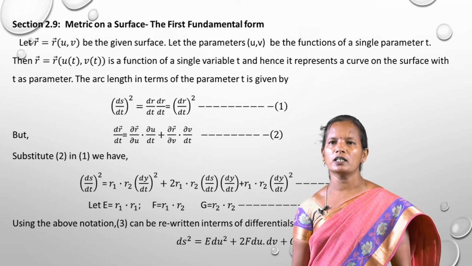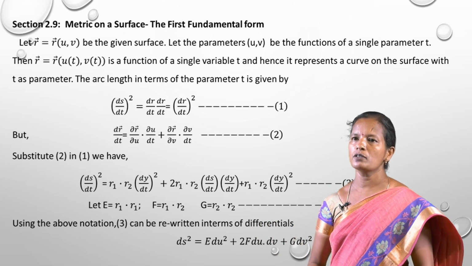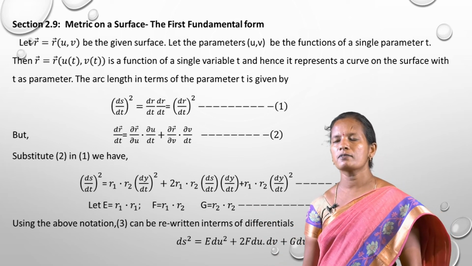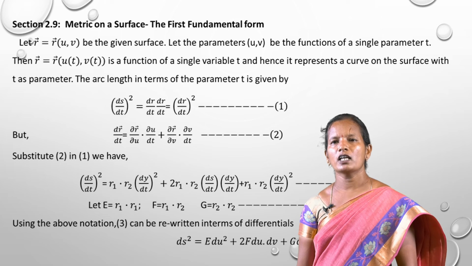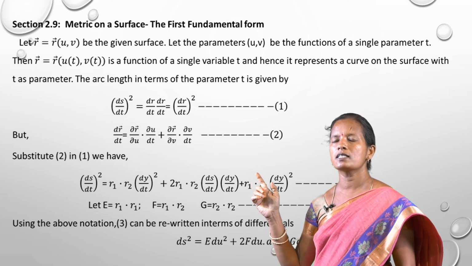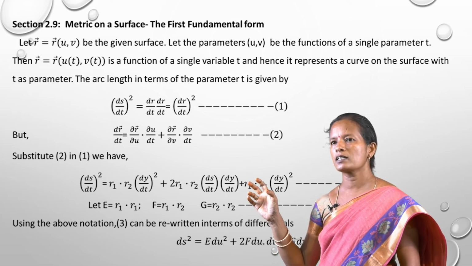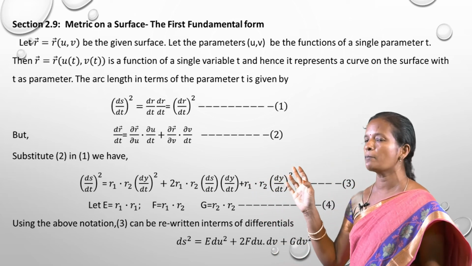Let r vector is equal to r vector of u, v be the given surface. Let the parameters u, v be the functions of a single parameter t. Then r vector is equal to r vector of u of t, v of t, which is a function of a single variable t, and hence it represents a curve on the surface with t as a parameter.